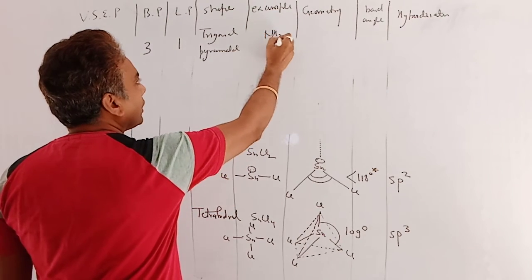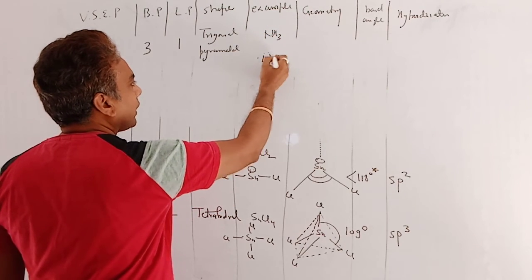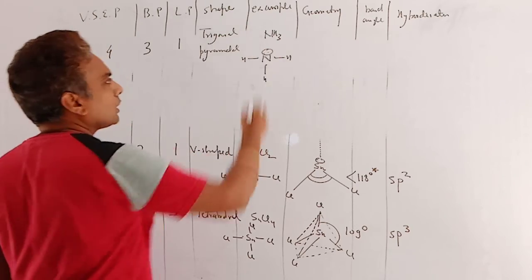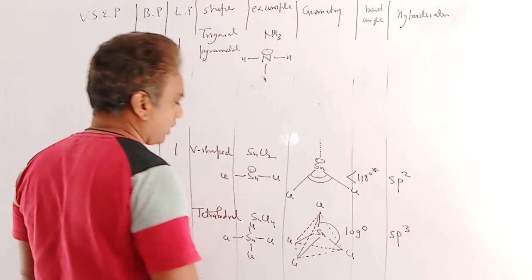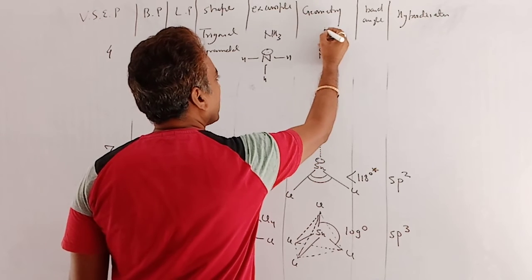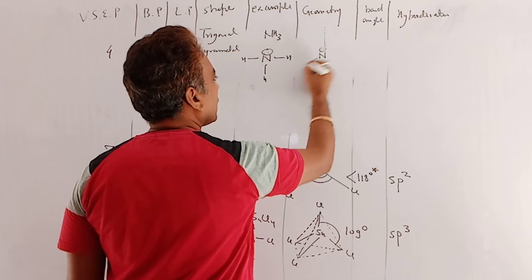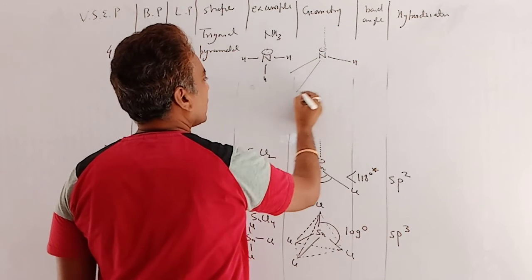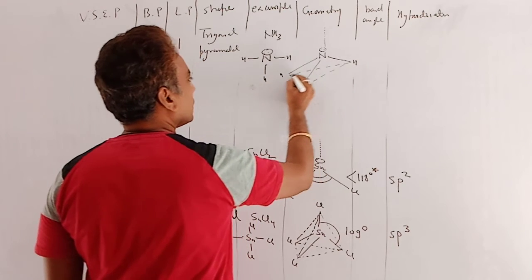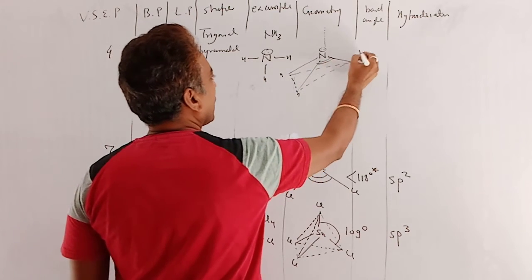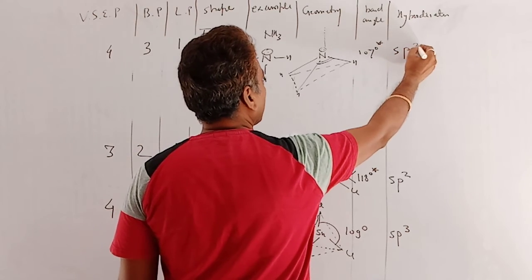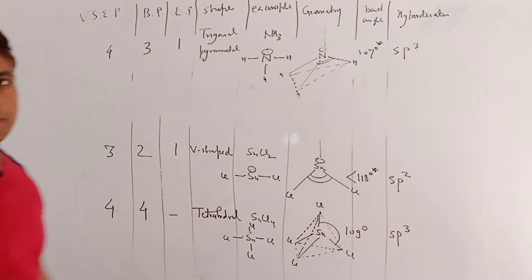Example is ammonia. Nitrogen contains 5 electrons in which 3 are shared with hydrogen, so 1 acts as lone pair. So geometry with respect to nitrogen, here is N, 1 lone pair is at the dotted line and the left 3 are associated with H. Bond angle 107 degree approx, hybridization sp3. Clear?